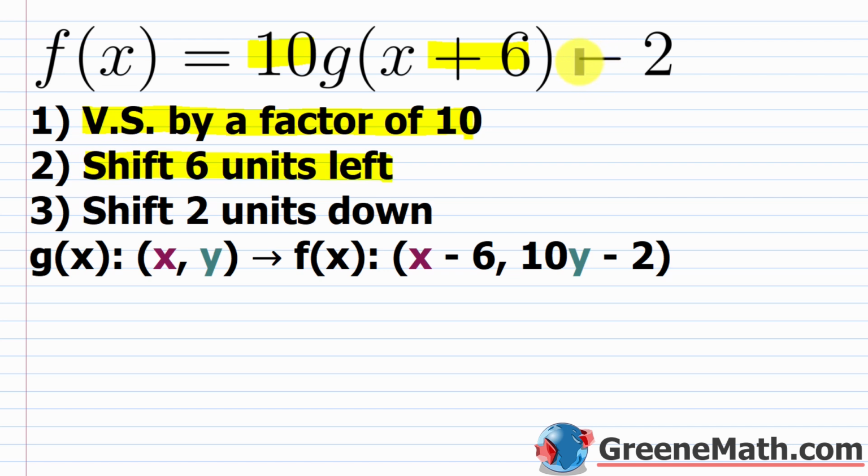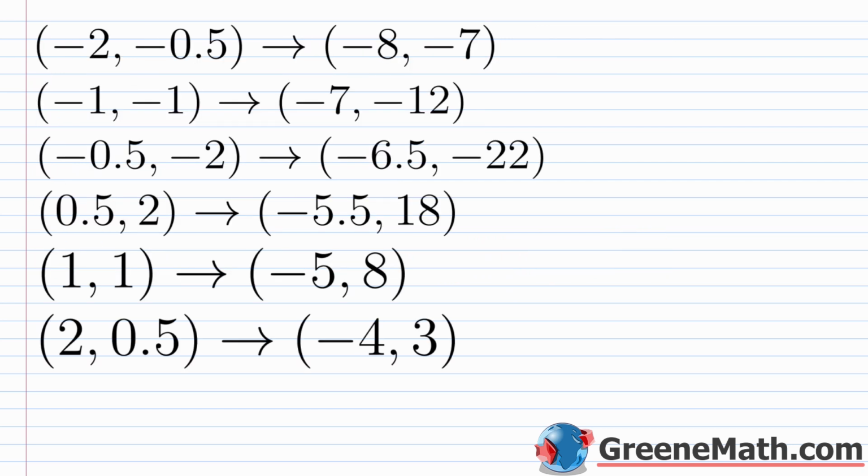And then coming back on the outside, I have this -2, and that's going to give me a shift 2 units down. So a given point on your g of x equals 1 over x, some x comma y, when we think about the corresponding point on f of x, it's going to be x minus 6, comma, 10y minus 2. All right, so again, I've already pre-written these points just to save a little time.